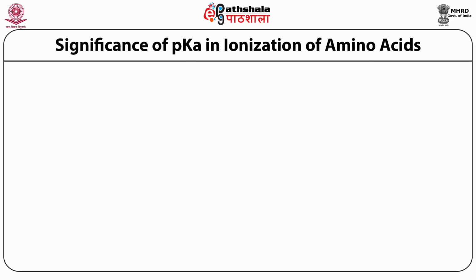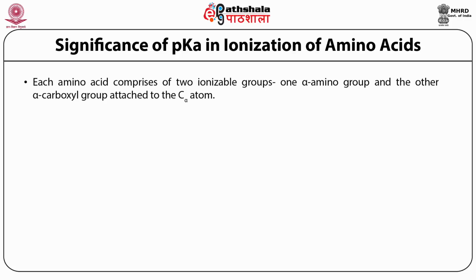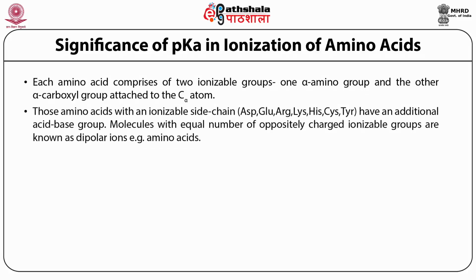As we know, each amino acid comprises two ionizable groups, an alpha amino group and an alpha carboxyl group attached to the C alpha atom, and those amino acids with ionizable side chains may have an additional side chain which can be ionizable.